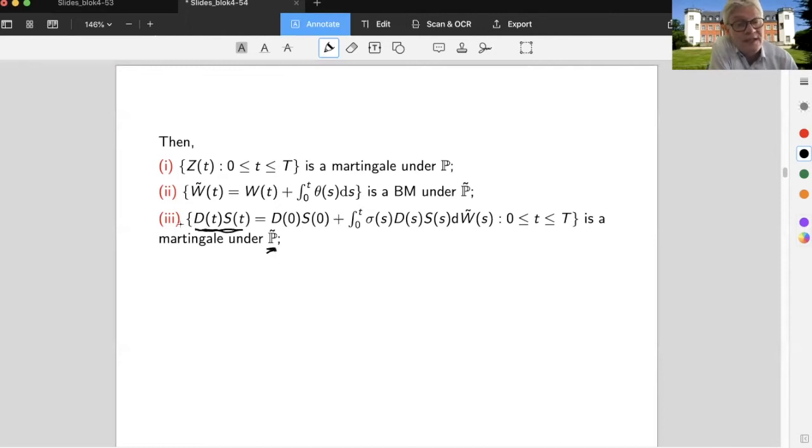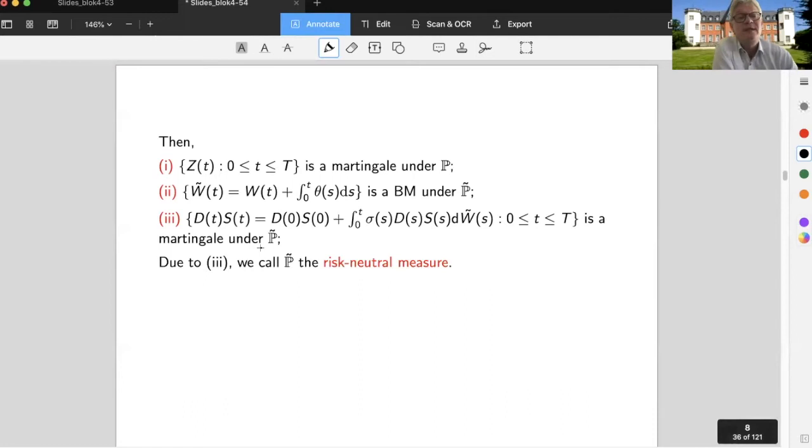And because of this fact, the fact that the discounted stock price process is a martingale under P tilde, we call P tilde the risk neutral measure. So the discounted stock process is a fair process in a way. And so in terms of the conditional expectation of the value at time t, given the filtration at time s, the best that we know is the value now, so that is DsSs. So due to this fairness property, we call P tilde also the risk neutral measure.